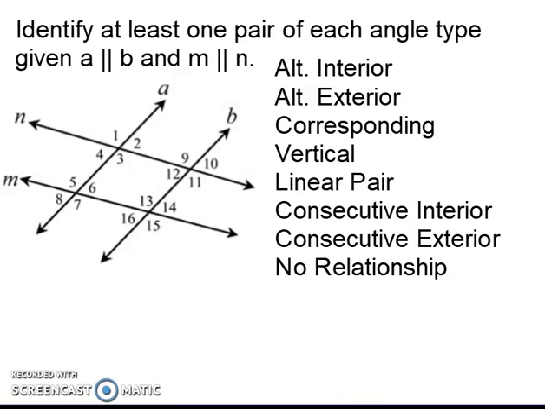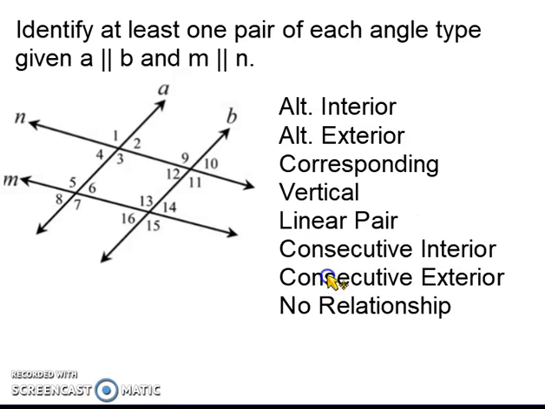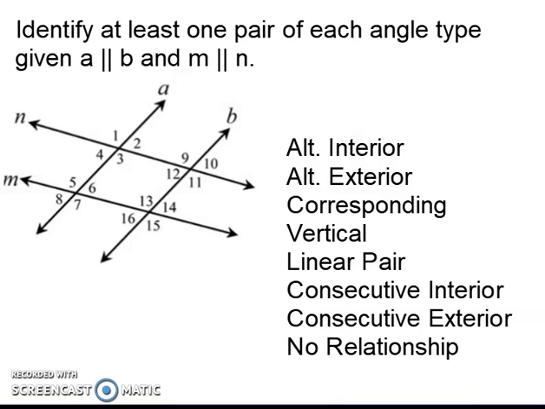Now we want to identify at least one pair, and there are more than one pair, of each angle type given that A and B are parallel and given that M and N are parallel. There's going to be about 8 typically for each because we have 2 sets of parallel lines. If we look at alternate interior, alternate means opposite sides of the transversal, interior is inside. So if I look at line N as my transversal with A and B parallel, those are my interior angles. So for alternate interior, I can have 2 and 12, or I can have 3 and 9.